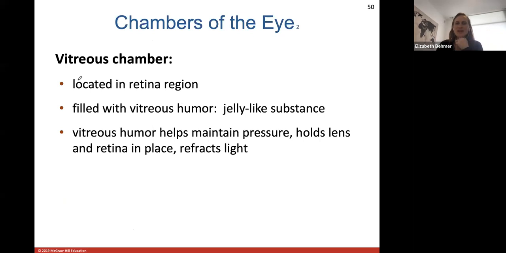The vitreous chamber is then located in the retina region, and it's filled with vitreous humor, which is a jelly-like substance. So whereas in the anterior part of the eye it was filled with more water, in the posterior part of the eye it's filled with this jello-like substance. This is really important for helping to maintain pressure, holding your lens and retina in place, as well as refracting the light, bending it so it hits the back of the retina where it should. So that's the vitreous chamber.